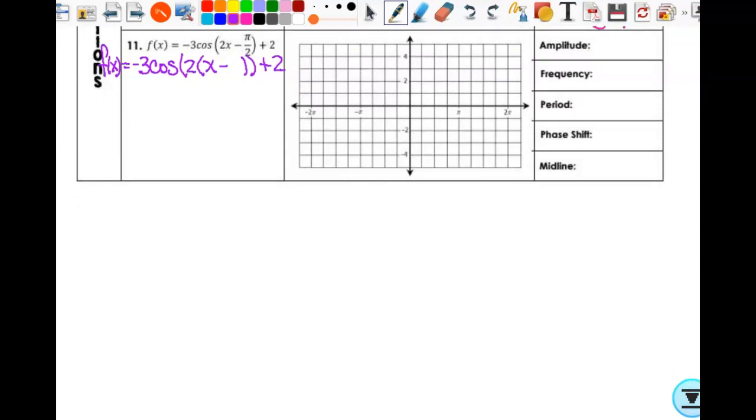So this is going to be x minus what? Pi fourths. Very good. All right, so my amplitude is 3. Frequency is 2. Period is pi. Phase shift is, right, pi fourths. Good. And then midline, y equals 2. All right. This is cosine, so here's my little graph. And I'm up here at 2. And don't forget your negative. So you go ahead and get your 5 anchor points on there.